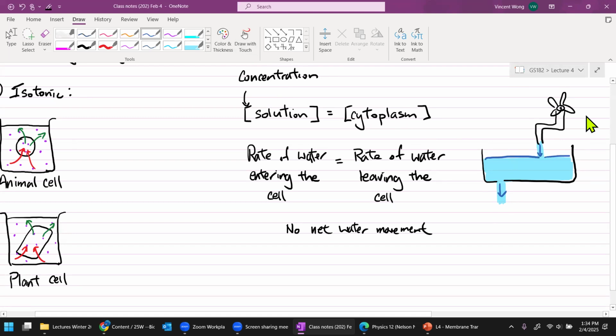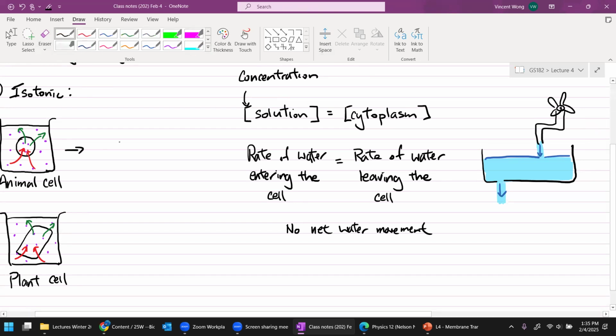Exactly, right? It's not going to go up. It's not going to come down. It's just going to stay the same because rate in equals rate out. And that's what's happening when you put a cell in an isotonic environment. Water will be coming into the cell, and at the same time, water will be leaving, and the two cancel each other out, and the cell volume does not change. That's isotonic. Does that make sense? Any questions?